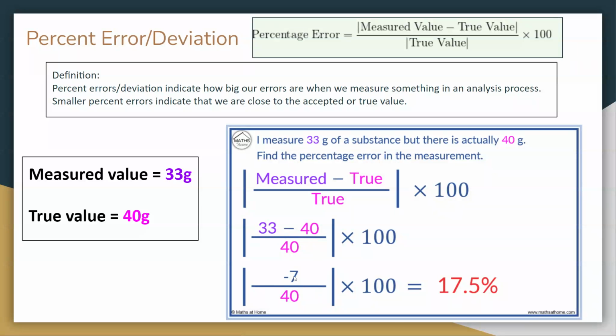So 33 minus 40 is negative 7. I have negative 7 divided by 40 multiplied by 100. Remember, negative 7, even though it's negative, I'm going to turn it into a positive. So I'm going to treat it like it's actually 7 divided by 40 multiplied by 100, and that should give me 17.5%. So that means from the total value, my error was actually 17.5% of the actual value. That's it.